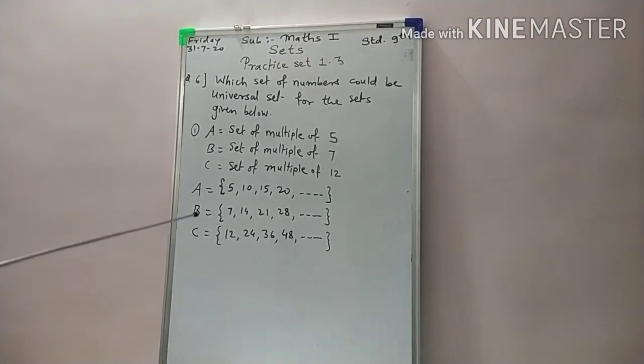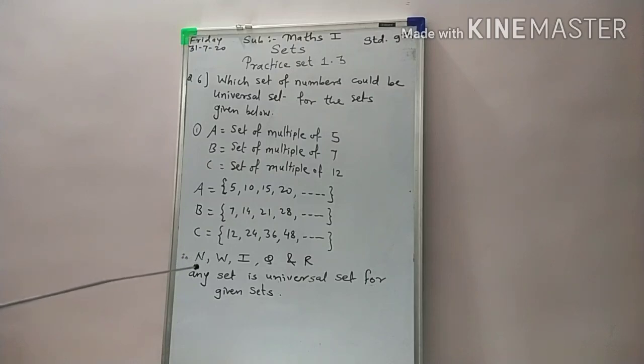And yes, the set of integers. So the set of integers you can also say is a universal set for these three sets. Or you may say the set of rational numbers or the set of real numbers is also a universal set for these three sets. Therefore here we write down the symbols N, W, I, Q for rational numbers and R for real numbers. Any set is what? A universal set for the given sets.